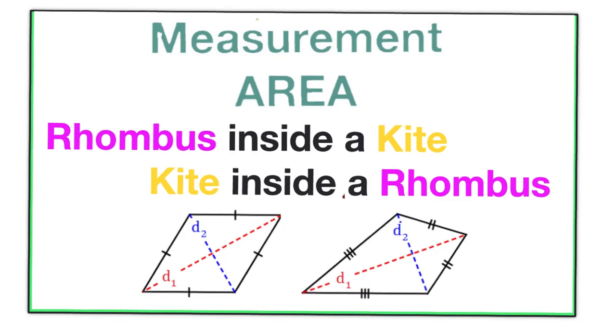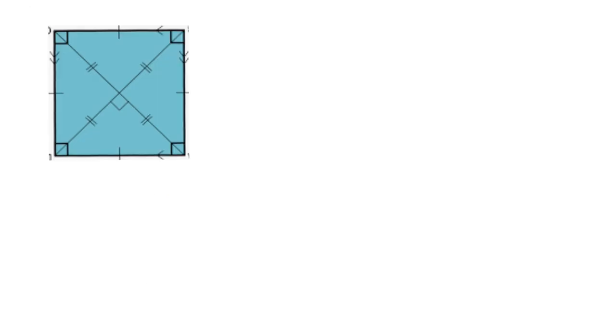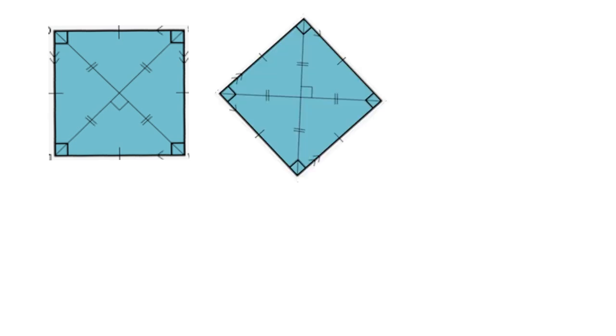Could we fit a rhombus inside a kite and a kite inside a rhombus and still have the same area? Let's start with a square. And now let's turn the square 90 degrees, so that the diagonals of this square, one of them is horizontal and one of them is vertical.